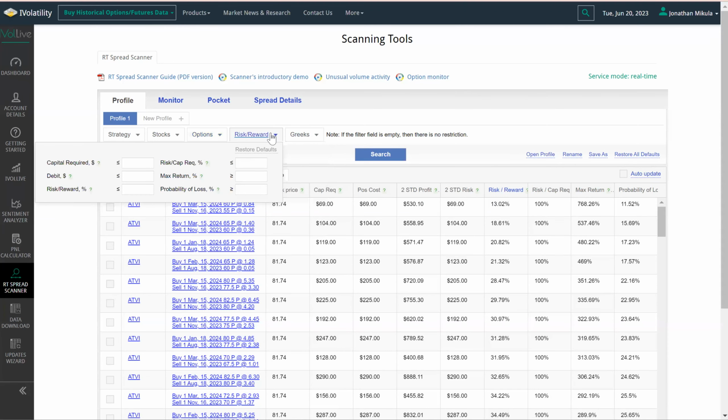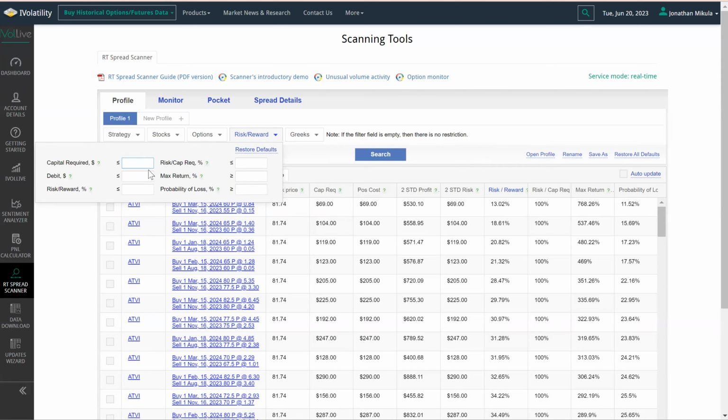And we come here to risk reward. So again, as you get more advanced with the system, you could say, look, I don't want to look at any trades that are going to require more than $1,000 in capital, or I don't want to look at a debit that's any greater than 1,500, right? Or a risk reward percentage less than or equal to 100%. So those are different things that you can play with as you get more familiar with the system. But for now, we'll leave it blank because we already have our trading thesis anyway.